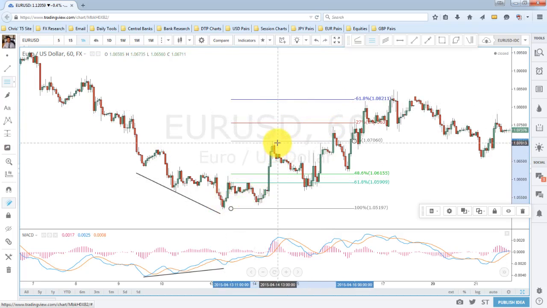So now you can see we measured this swing, from the low to the high, and we had a 62% pullback. You can see the market rallied up initially to the 127, pulled back a bit, and then continued to rally to the 162%, where it found more resistance and then a larger pullback.